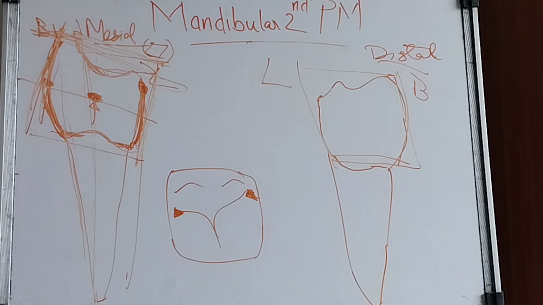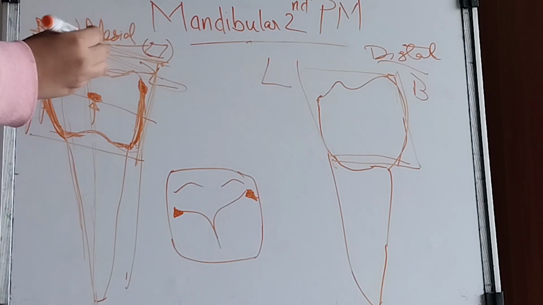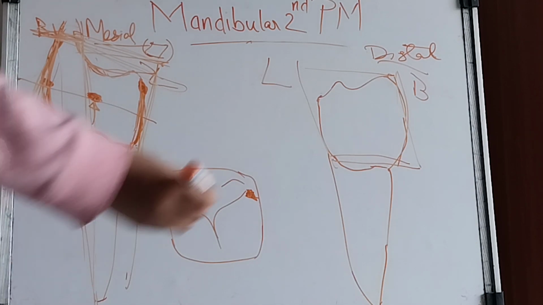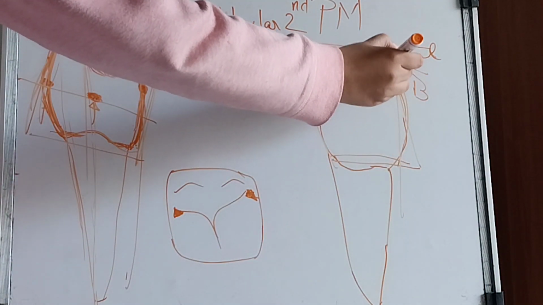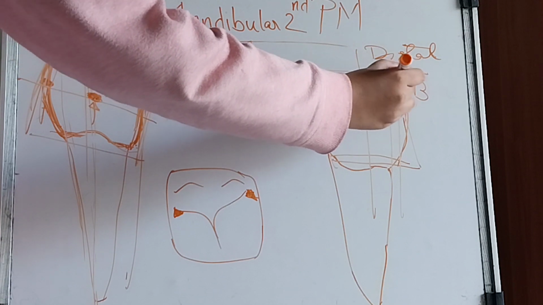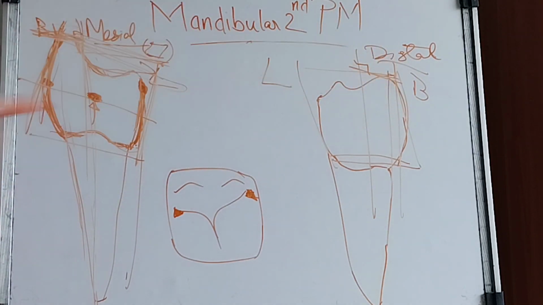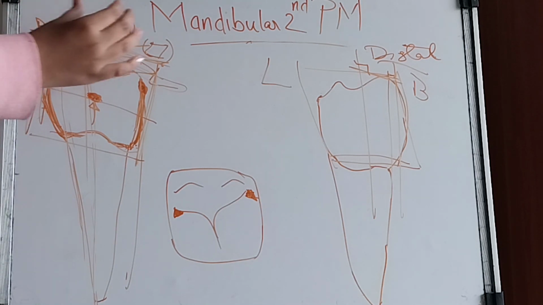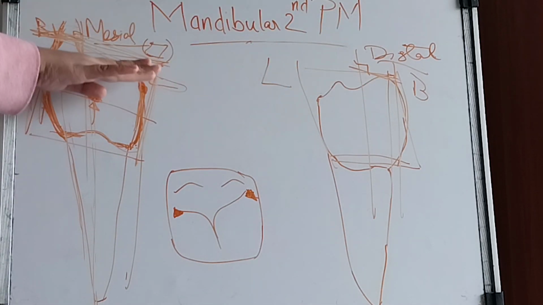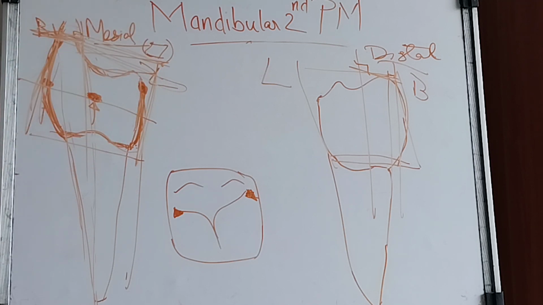Here we saw the mesial marginal ridge. It was perpendicular to the long axis of the root. Here the distal marginal ridge is also perpendicular to this. This forms a 90 degree angle over here. But it is at a lower level than the mesial marginal ridge. Here it was at a higher level. Here it is a bit lower level because you can see. It is at the lower level.